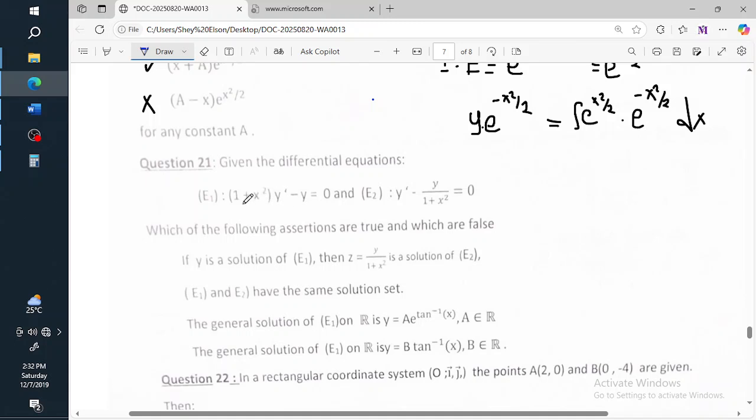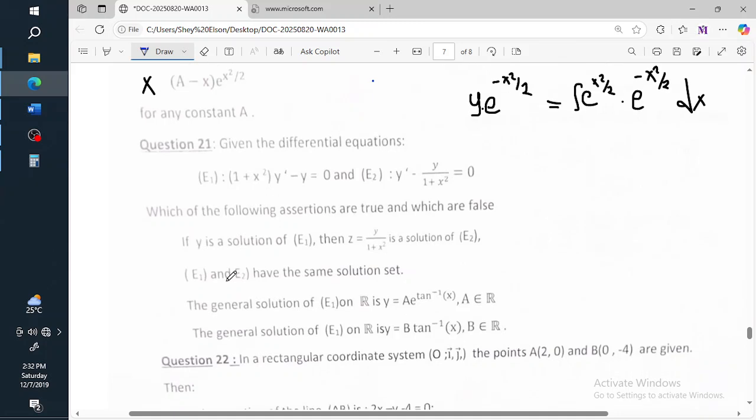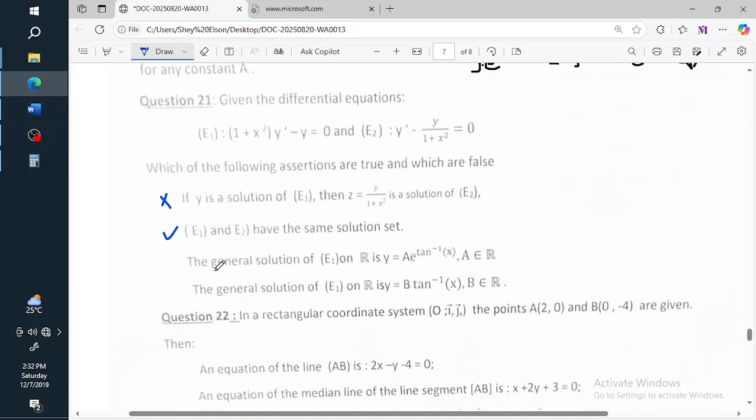So dividing all through by 1 plus x squared in this E1, you're going to get E2. So E1 and E2 have exactly the same solutions. Is it okay? So this option is true. E1 and E2 have the same solution, and the way you solve it, you just have to divide all through by 1 plus x squared. This option is false. Now this option says the general solution of E1 is this, so we have to find the general solution of E1 because options C and D are talking about the general solution of E1.